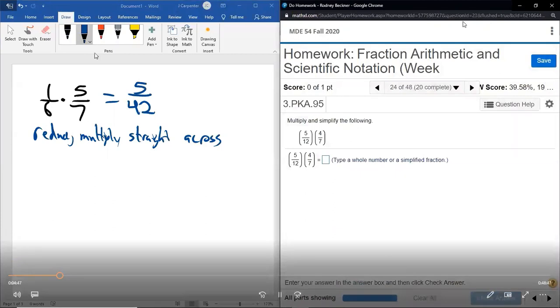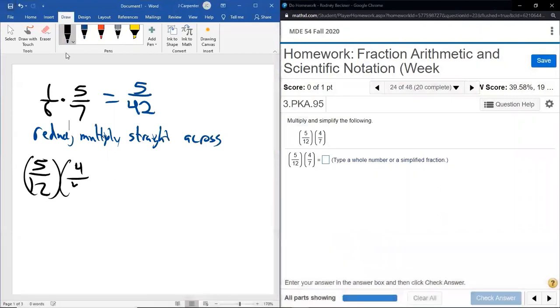This one, we got 5/12. Now they put it in parentheses, then 4/7. That's what happens when you write and think at different speeds and talk. Now this problem, it looks different because of the parentheses, but it's the same thing. It's the multiplication. This is literally the same thing as this if you want to rewrite it.